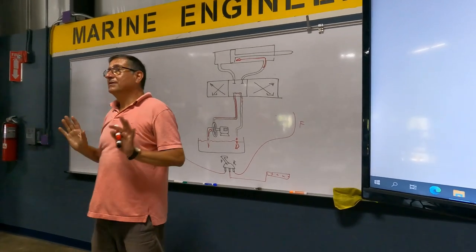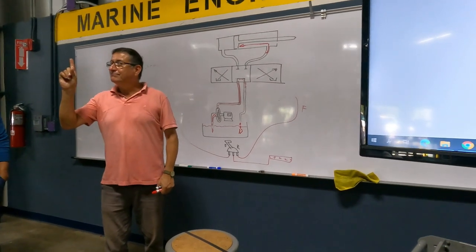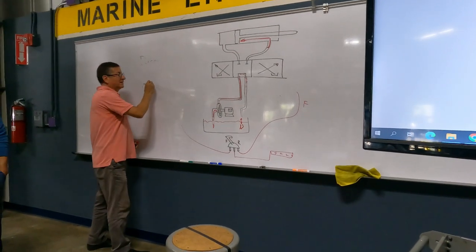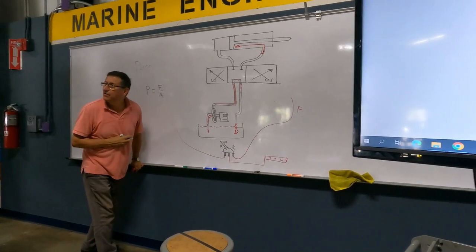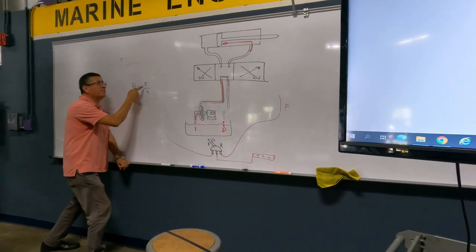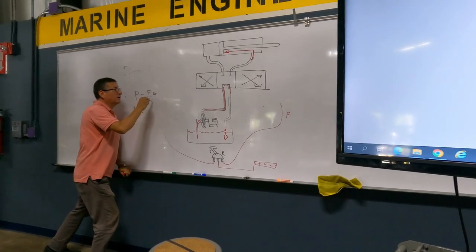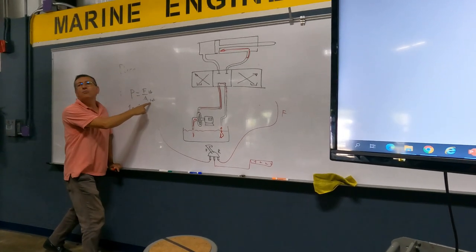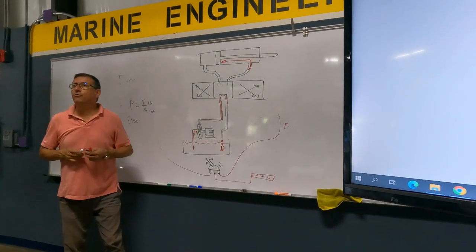Why? What is good about the hydraulic circuit? The pressure is constant. You remember the formula for pressure, guys? Force divided by area. Look, 1 PSI is the pressure applied when you apply 1 pound of force on 1 square inch. This is 1 PSI. That's the formula for pressure.